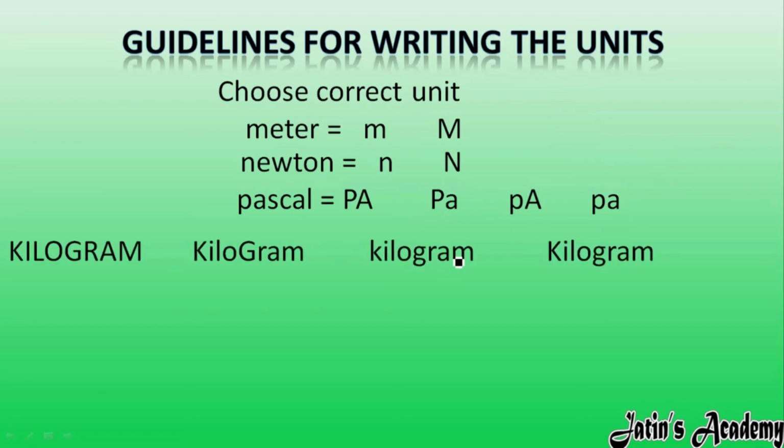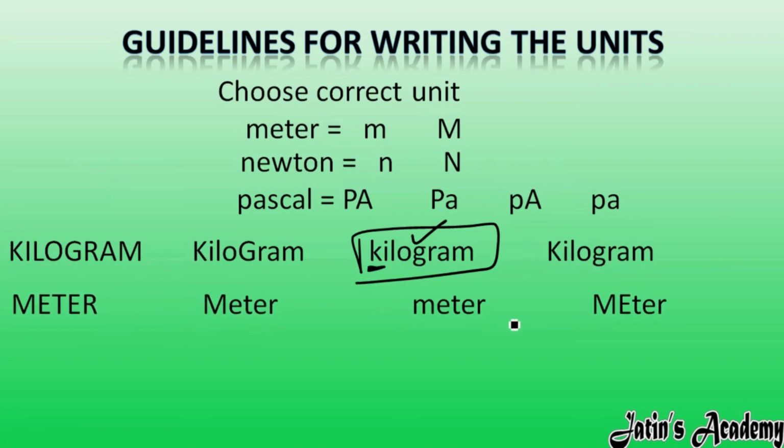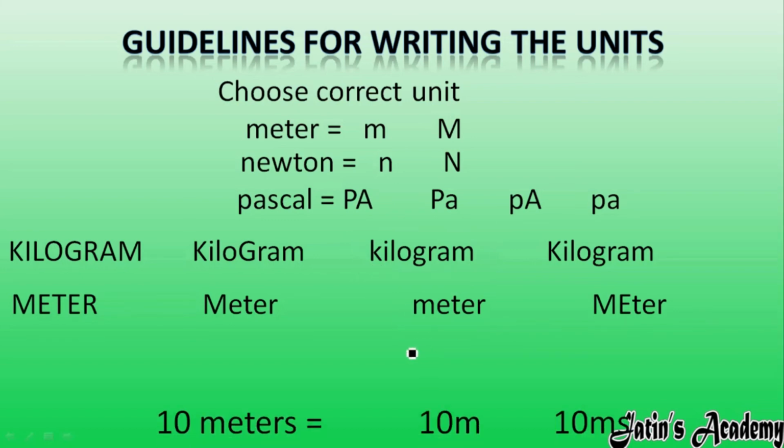Next we have kilogram. So how will you write kilogram? Here this one is correct. This k should be in a small letter. When you write the full unit name, the first letter should be in small letter. Meter. If you write meter, this is the correct one, meaning each and every letter you have to write in small letter. First letter of the unit name should be in a small letter.